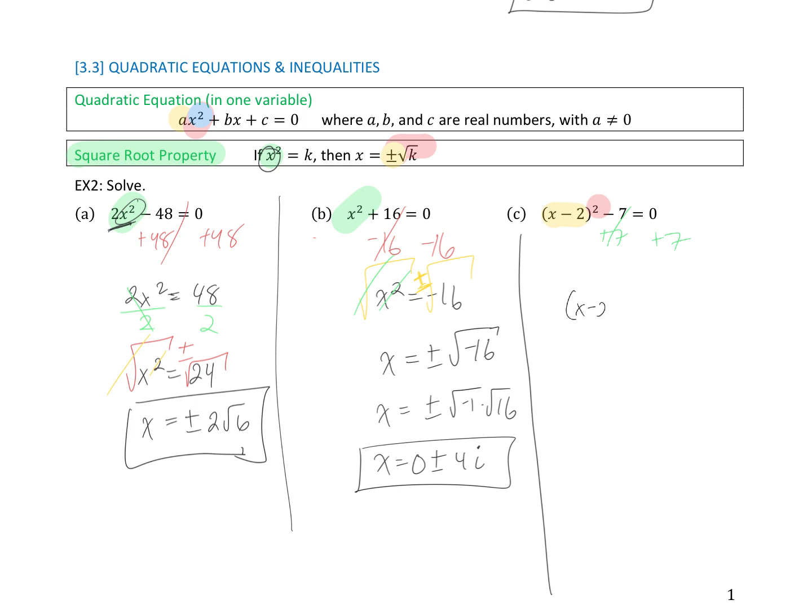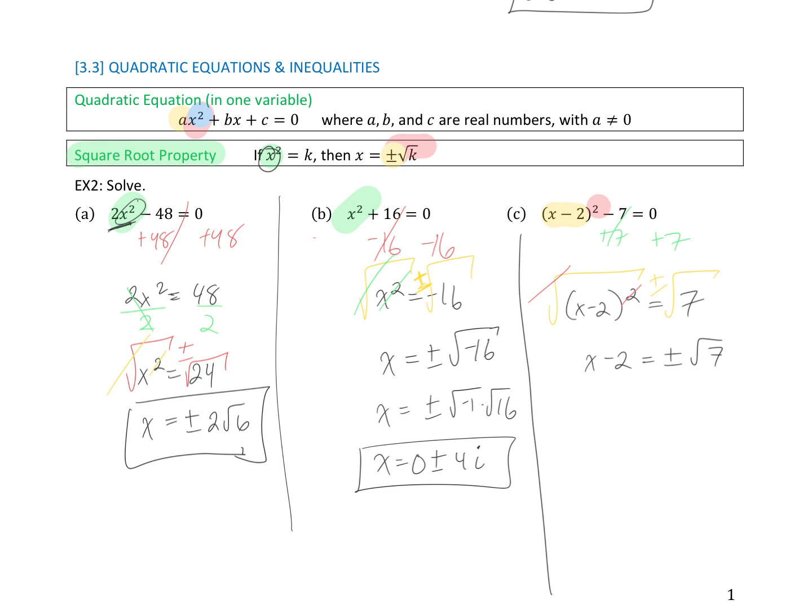And then I have my x value inside something being squared. Perfect setup for the square root property. So I'll go ahead and square root both sides. That square root, again, will help me cancel that 2 out, which is why we do it. We have x minus 2 is equal to plus or minus the square root of 7.